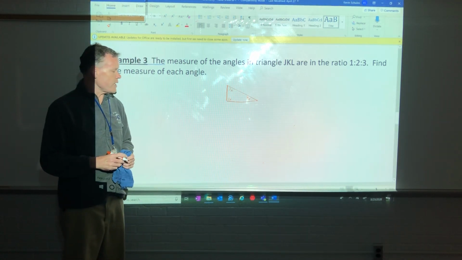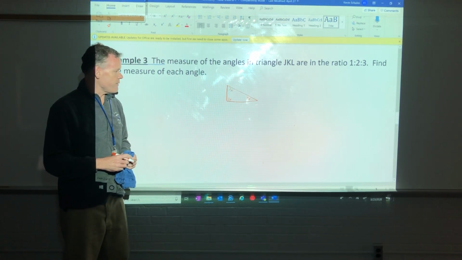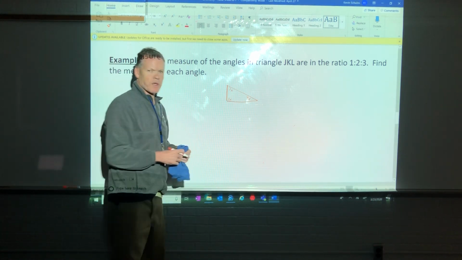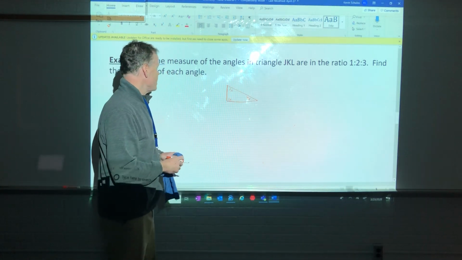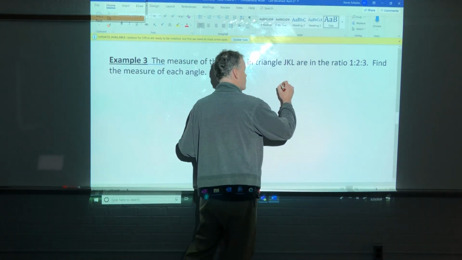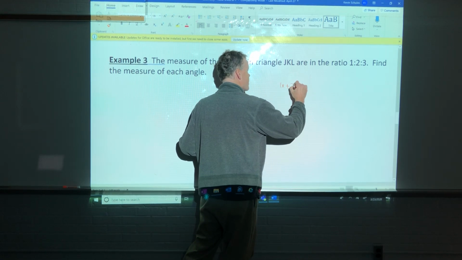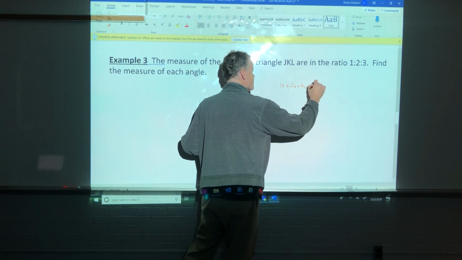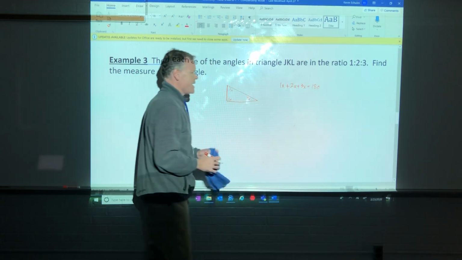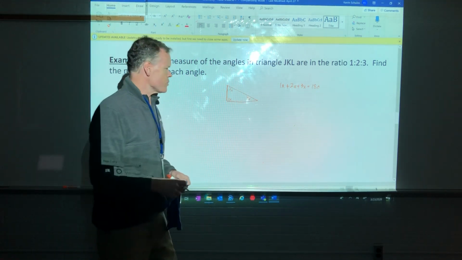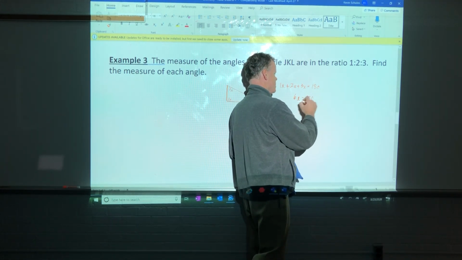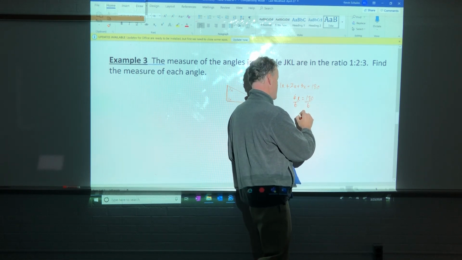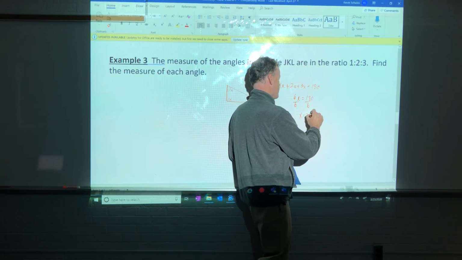And if we do this, we're going to end up having all 3 angles. Of course, we know all 3 angles of a triangle add up to 180 degrees. So all we're going to do here is add 1x plus 2x plus 3x, and that's going to equal 180 degrees. Combine like terms, we're going to get 6x equals 180, and x is going to equal 30 degrees.